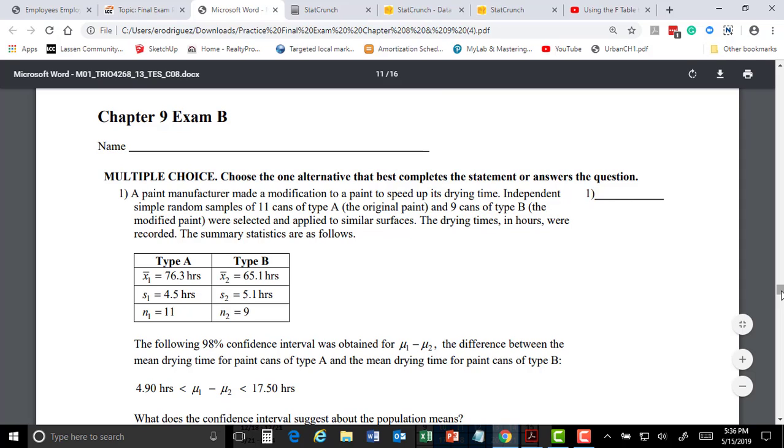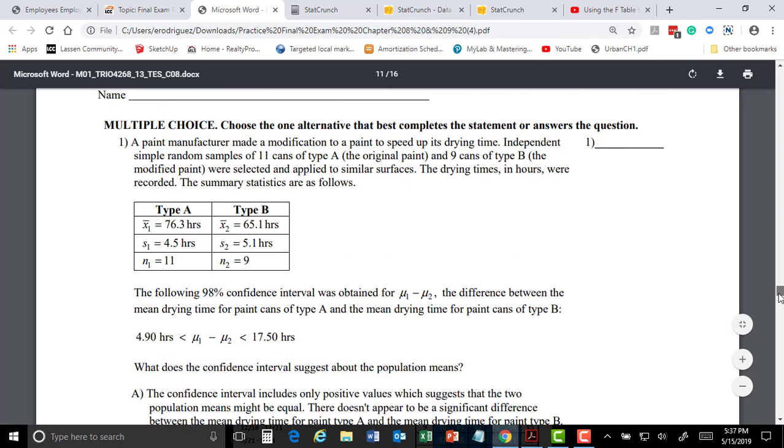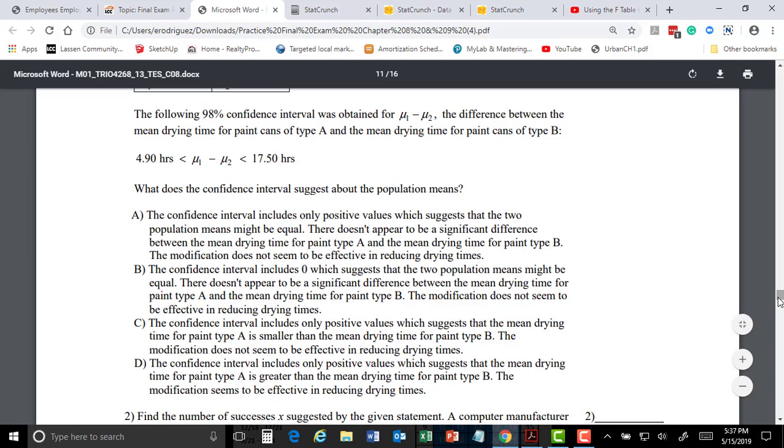So this manufacturer is testing how fast this paint dries. A is like the original, 73 hours, and this one 65 hours, right? And 4.5 and 5.1, and these are the sample sizes. So we have the deviation, and they're telling you what the confidence interval is. It's simply asking, what does it suggest? And here are the possible answers. So look at this. Now this is a confidence interval. It didn't even tell me. Oh, here it is, 98% confidence, right?